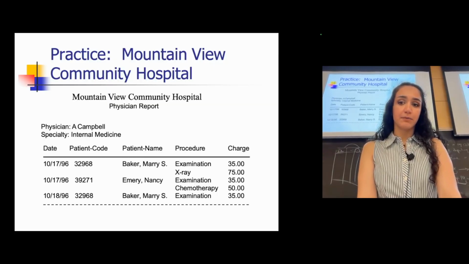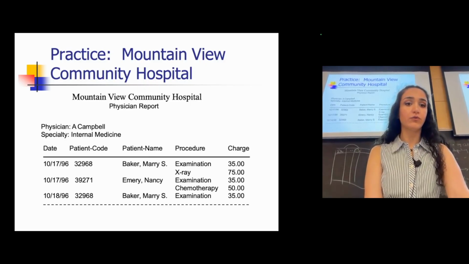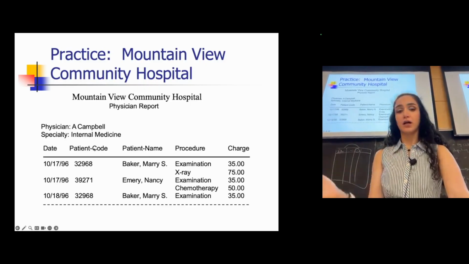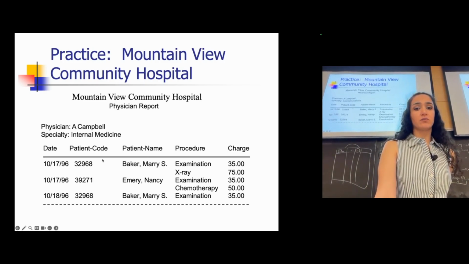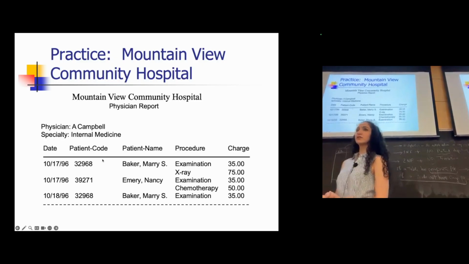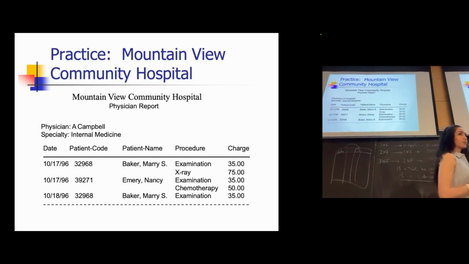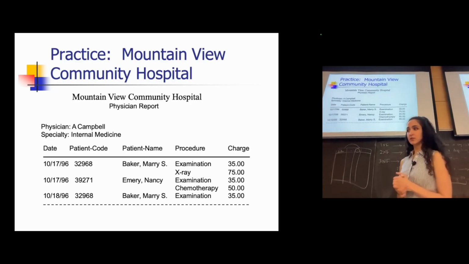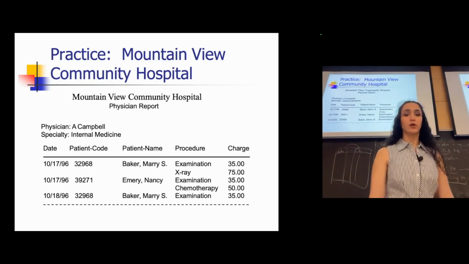Now, look at this example. So we have this view, for example, in a hospital context. We have date, patient code, patient name, procedure, and charge. Is this 1NF? If we create a table like this, is it first normal form? No. Why is that? Yeah, we have multiple values, for example, in procedure, in charge, right? So it's not 1NF.